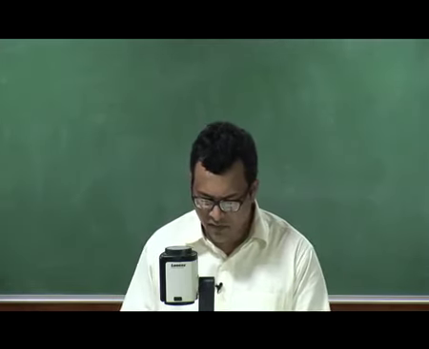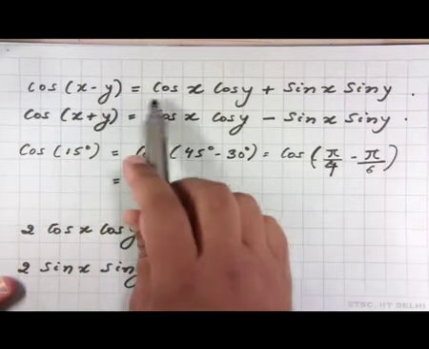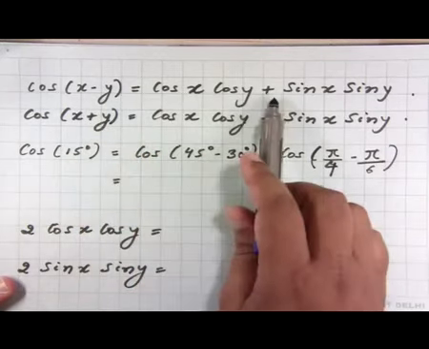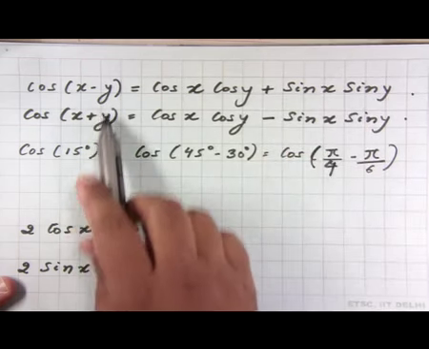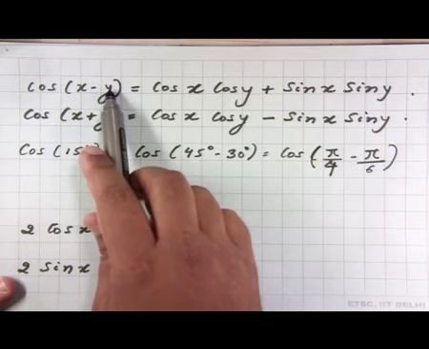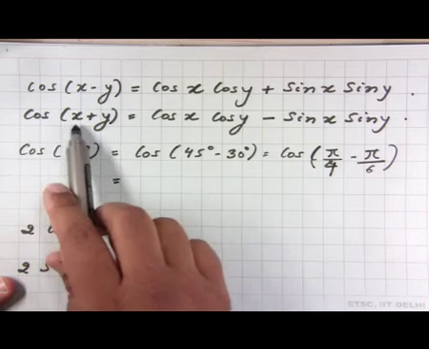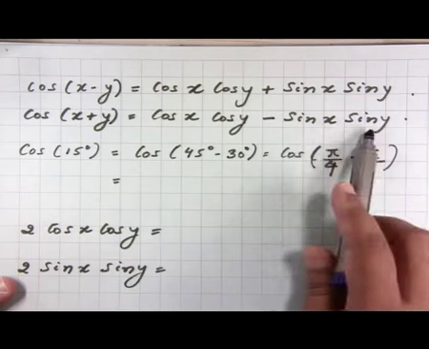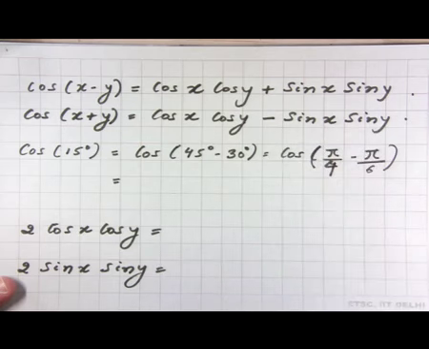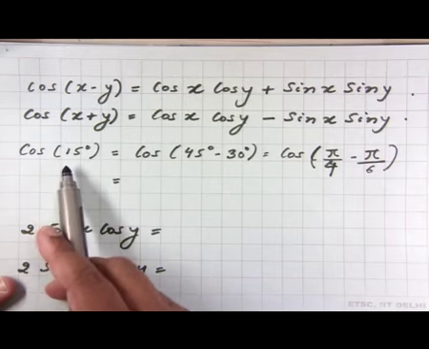So, towards the end in the last lecture we proved that cos of x minus y is equal to cos x cos y plus sin x sin y, and then by replacing this y here with minus y, we got the other expression that cos of x plus y is equal to cos x cos y minus sin x sin y. So, these two formulas can be used to find the cosine of some other angle apart from the well known angles.